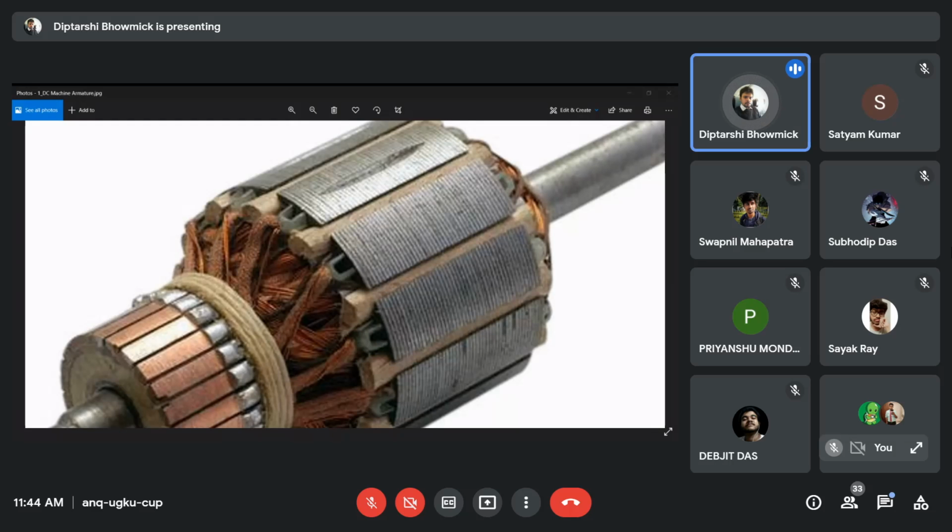Well, then what are the materials used for wedge and the armature? Well, now what is wedge? I'm coming to that.